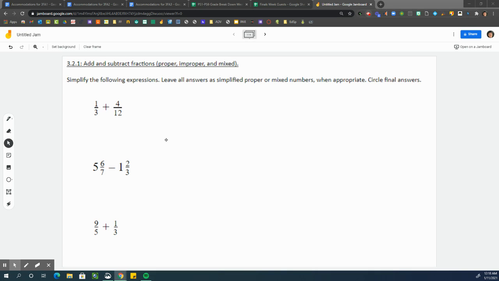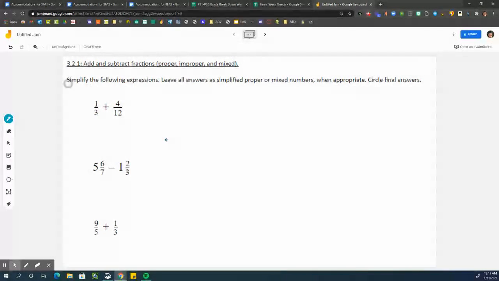3.2.1 Add and subtract fractions, proper, improper, and mixed. So we have three types of fractions that we'll be interacting with here, and we'll be adding and subtracting them. So the first set of fractions, it looks like we're going to add them. And the first set of fractions is 1/3 plus 4/12.